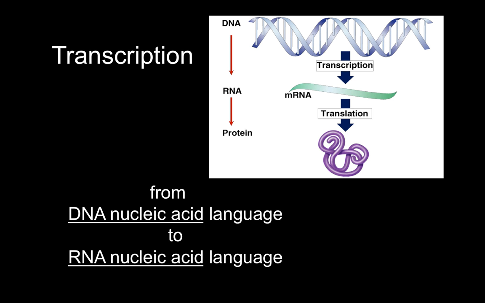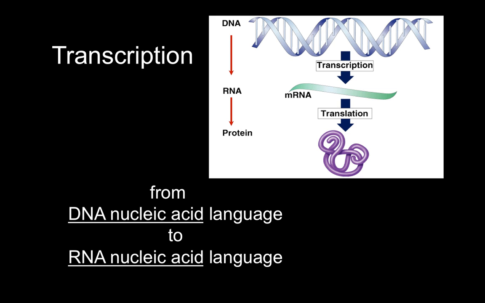So in other words, today for transcription, we're going to talk about going from a DNA nucleic language to an RNA nucleic language. We're just taking the information from one form of information to another form of information. The reason that we have to do this is because DNA is too large to leave the nucleus. The DNA is what holds all the information to make all of the different proteins. Now, we don't need all of the proteins all of the time. We just need to make a particular protein at different times.